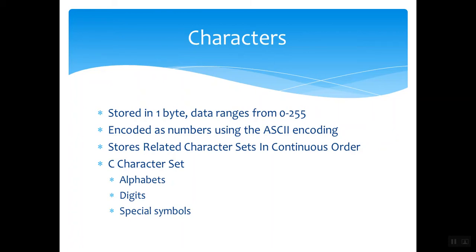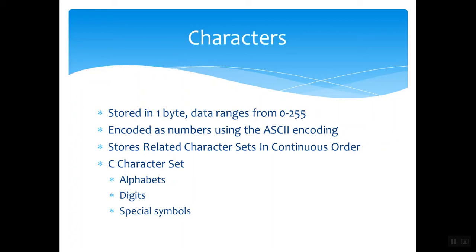As we know, characters are stored in memory in 1 byte. So data ranges from 0 to 255. As you know, 1 byte is 8 bits, so it starts from 0 and it can store data up to 255. It gets encoded as a number using ASCII encoding. It stores the related character set in continuous order.